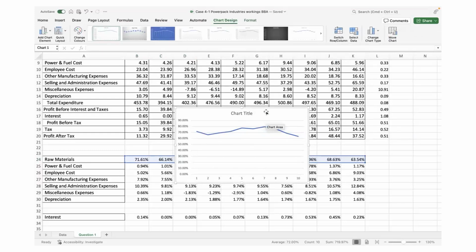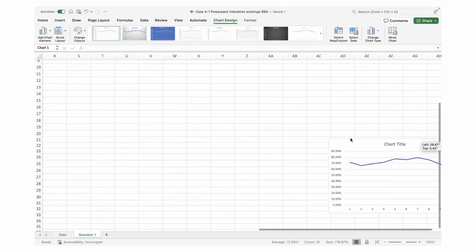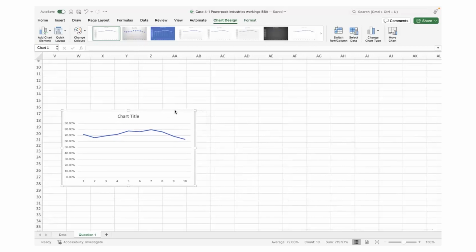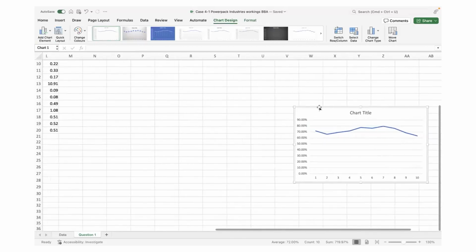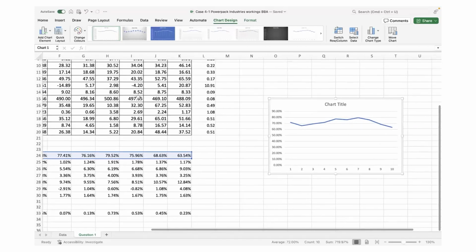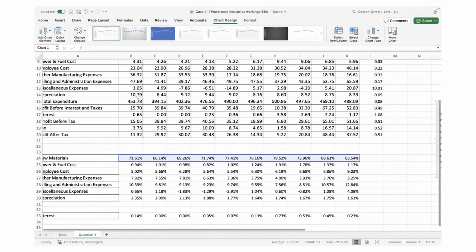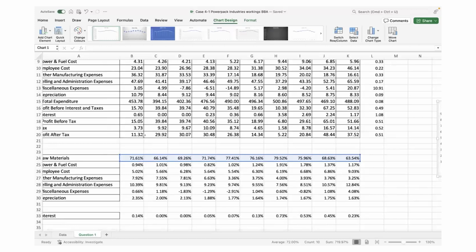So, this is how the numbers are fluctuating from year to year. What does it mean? It means that the company is not able to pass the raw material price changes to the customer. If the company was able to successfully pass on any increase, then the numbers would be very stable. Raw material cost as a percentage of sales would be very stable.